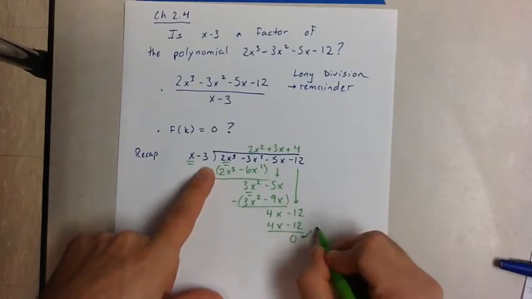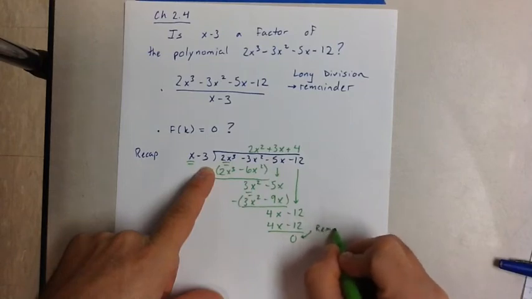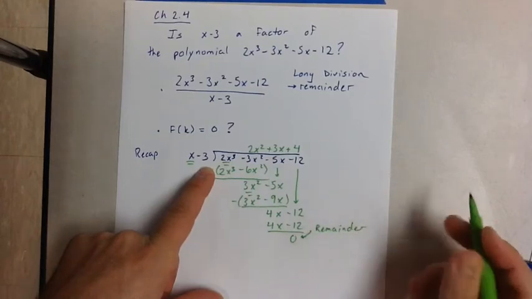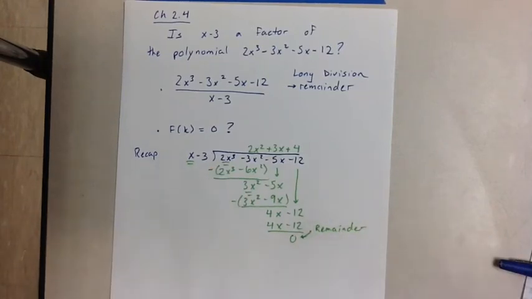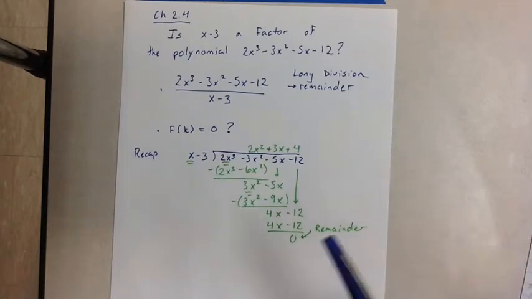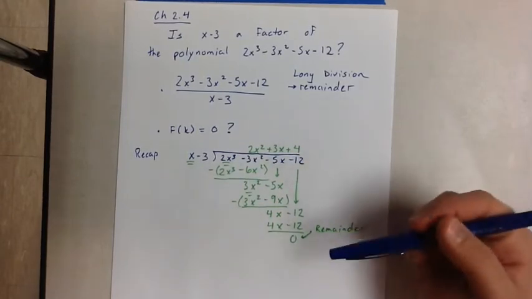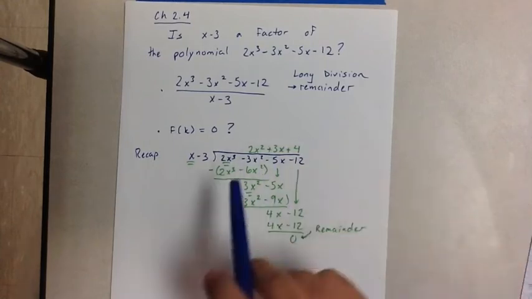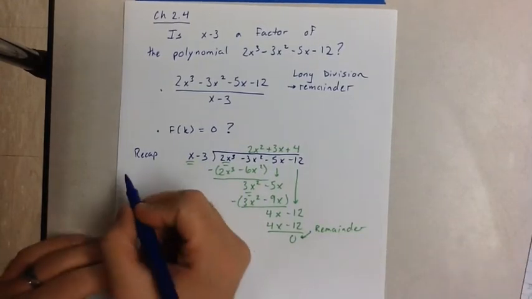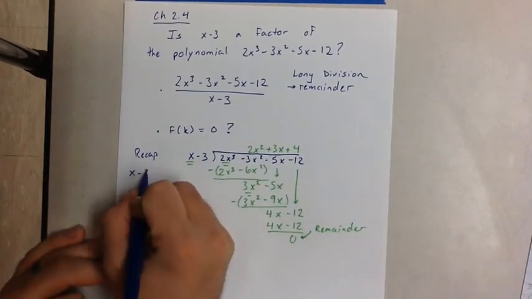So with this remainder, what can be said? We can say that because we divide x minus 3 and get a remainder of 0, in fact x minus 3 is a factor of the polynomial.